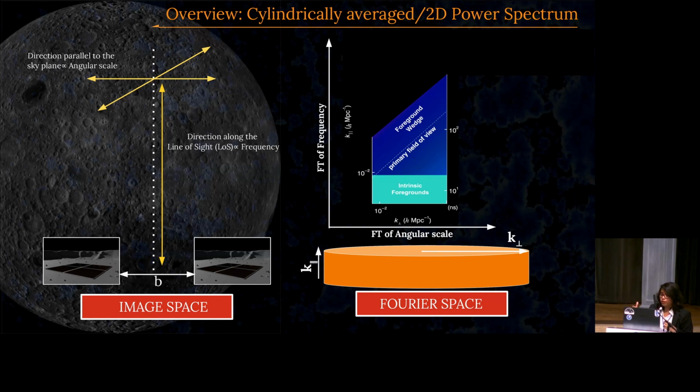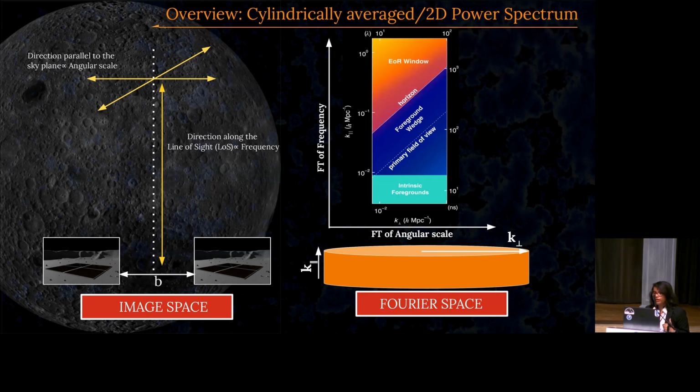Because of this interferometric response, we see this foreground wedge. And outside this wedge, we get to see the EOR window. Now, this is the window which we actually want to be clean and free of the foregrounds or the undesirable emission, because that's exactly where our signal of interest is concentrated.